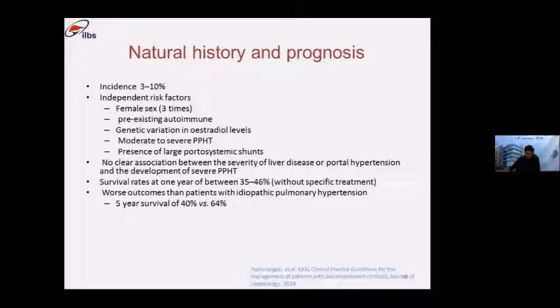Survival rates at 1 year of between 35 to 46% without any specific treatment are observed, and these are worse as compared to idiopathic pulmonary hypertension, which has a 5-year survival of 42 up to 64%, as compared to 40% of this portopulmonary hypertension.